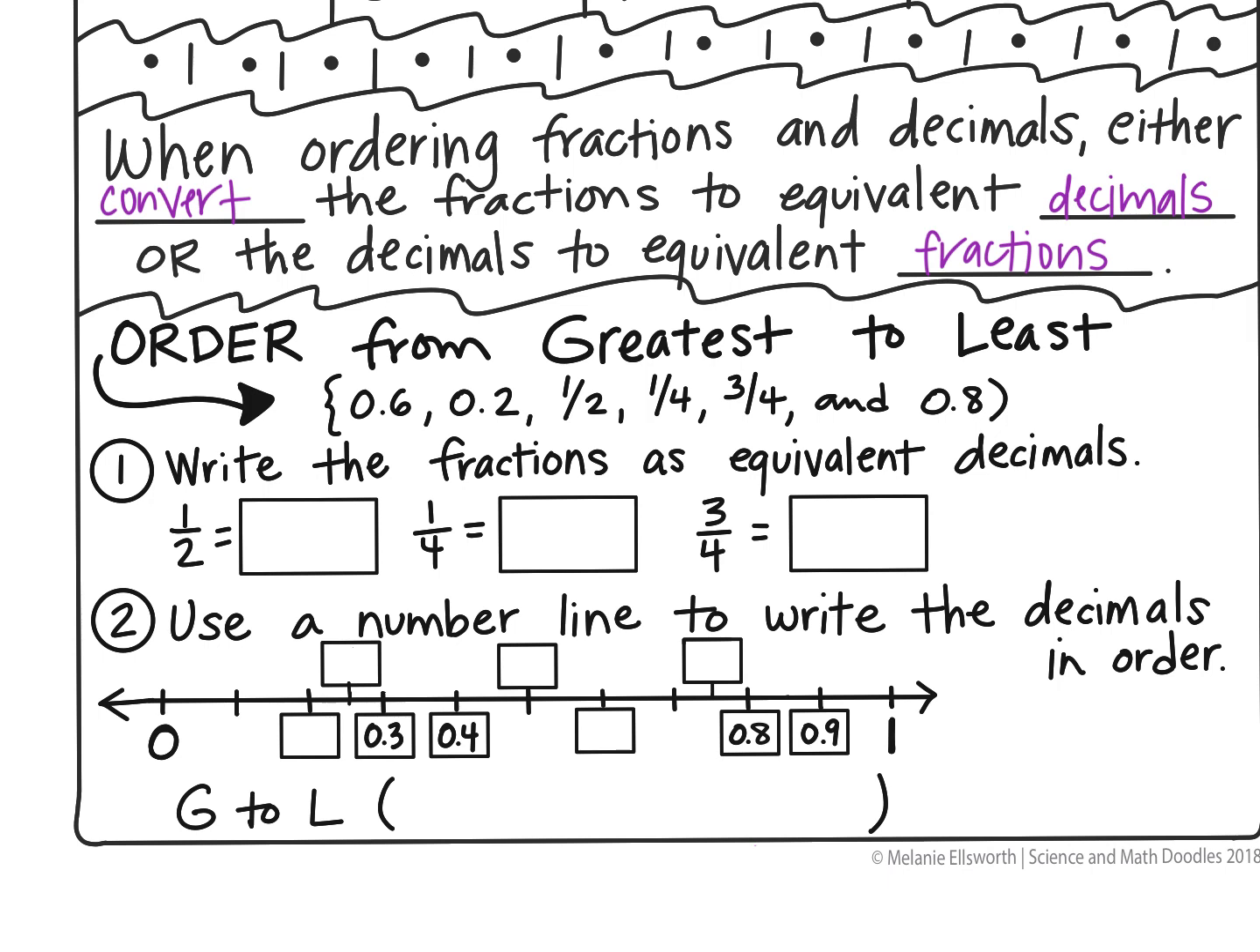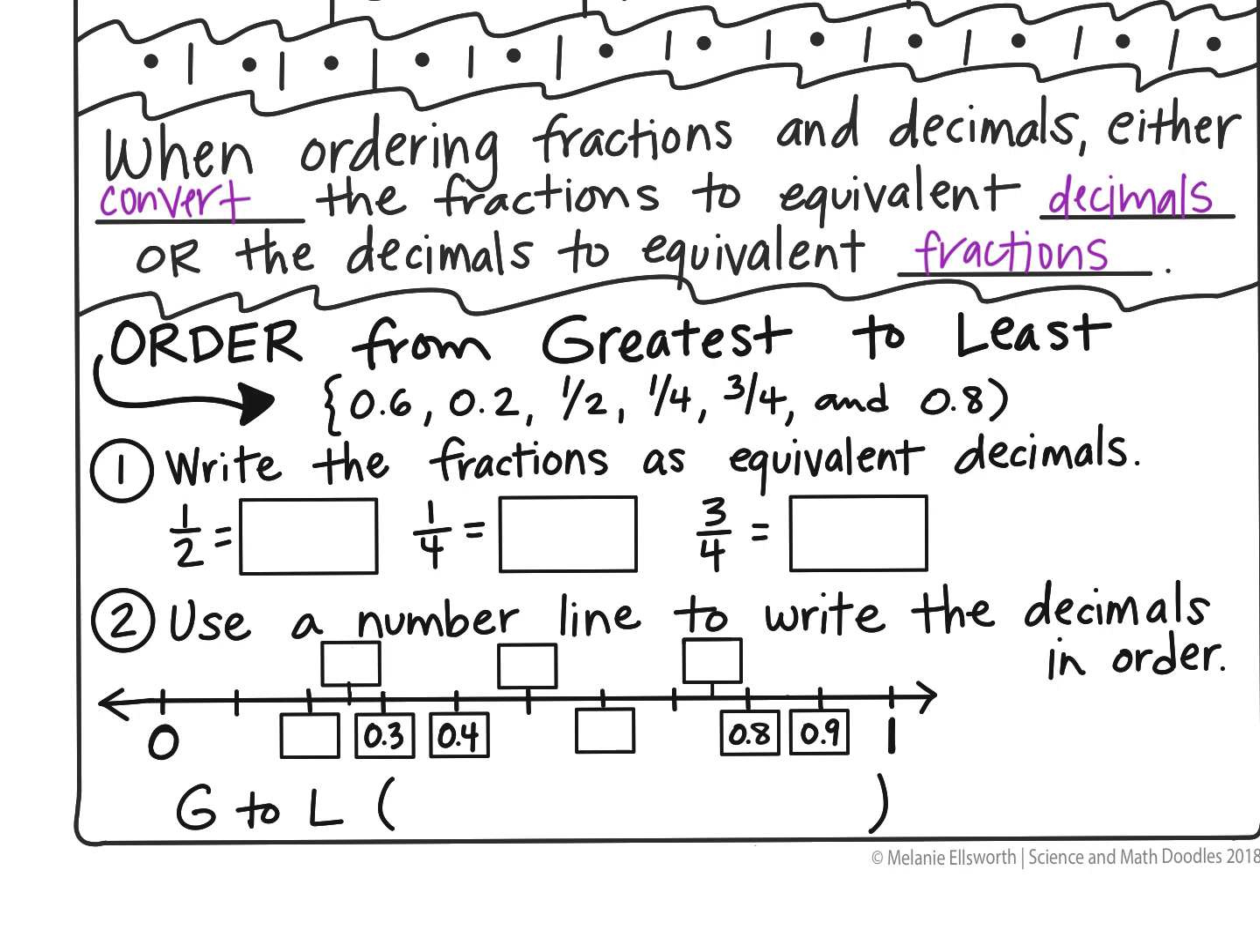Before I do, I'm going to change all of these fractions. I'm going to write them as equivalent decimals because right now my fractions have different denominators. If I were to change all of them to fractions, I would have to have the same denominator for every single fraction. So it's a little easier and quicker to change those fractions to decimals.